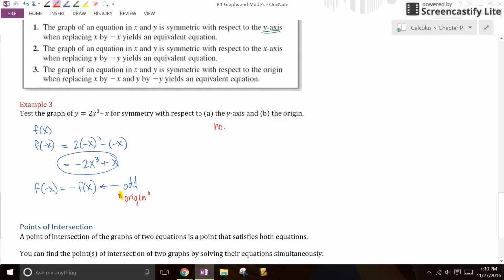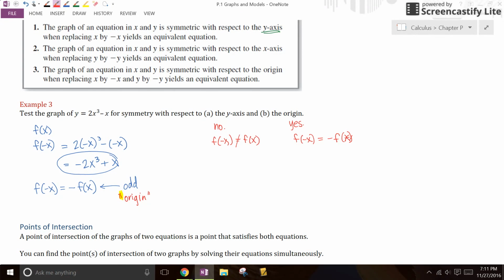So I can tell you, does this have y-axis symmetry? No, it does not, because f of negative x did not yield f of x. It didn't turn out to be exactly the same when I plugged in a negative x. Did it have origin symmetry? Yes. And why? Because when I plugged a negative x in, I did get the opposite of the function. So that's how you can tell. If you plug in a negative x and all the signs change, then you know that it has origin symmetry.